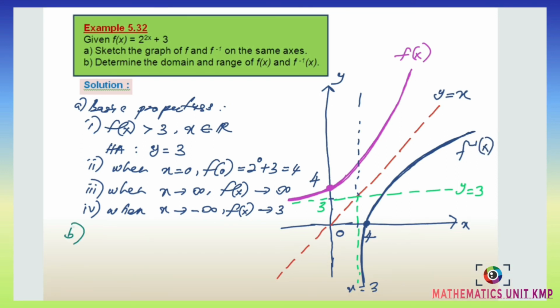For question B, determine the domain and range of f(x) and f inverse. The domain of the function is equal to the range of f inverse. The domain of the function is negative infinity to infinity for an exponential function, and the range of the function is equal to the domain of f inverse. Refer to number 1, f(x) must be greater than 3. Therefore, the range of the function is from 3 to infinity, not including the 3.